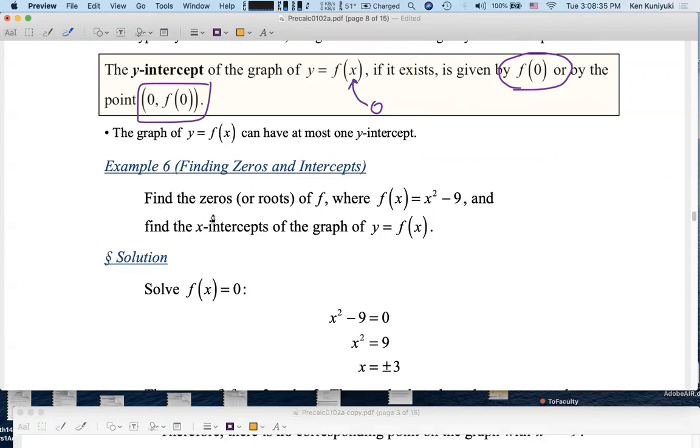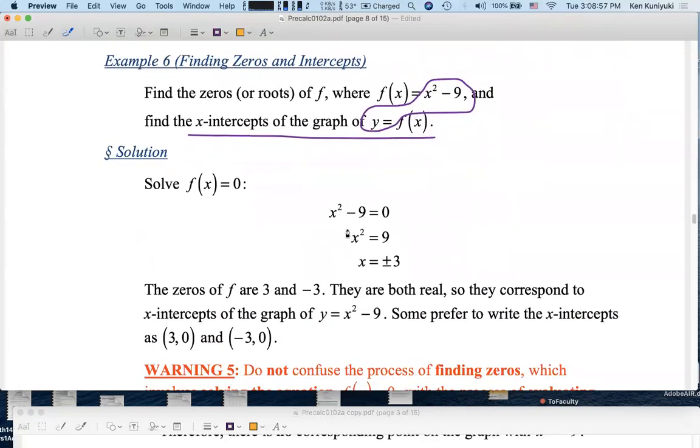Example. Find the x-intercepts of the graph of y equals f of x, where f of x is x squared minus 9. I basically want to consider the graph of y equals x squared minus 9. So how do we find x-intercepts? We set y, or this function rule, equal to 0. We're solving an equation. You set x squared minus 9 equals 0. There's no x term, so we can add 9 to both sides and use the square root method. x squared equals 9, and then x equals plus or minus, don't forget the plus or minus, 3.